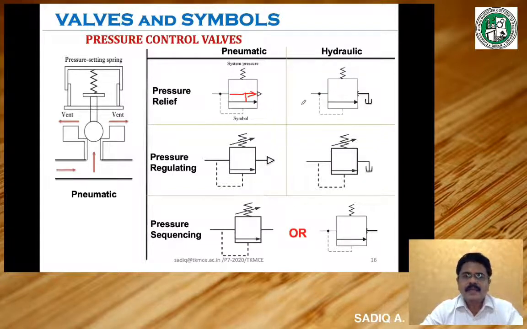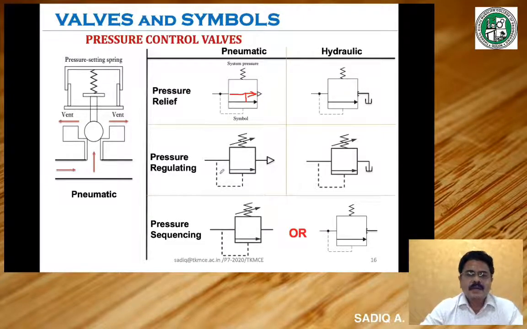In the case of the pressure relief valve for hydraulic type, the only difference is that the excess liquid will be drained back to the reservoir. So instead of the vent, you show the reservoir, and the rest of the things are the same. There also excess pressure will be taken to lift the valve against the spring, so that the flow will be through, then the excess fluid will be collected back to the reservoir.